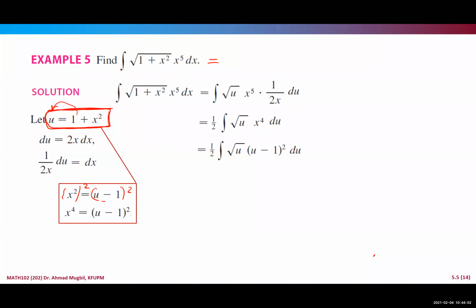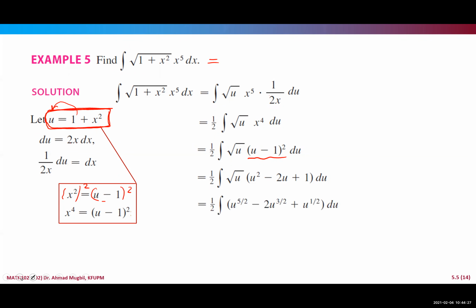What to do now, ya shabab? What is next? Expand. Just expand the square, so multiply here. You will have u squared minus 2u plus 1. Next, multiply, distribute by using the distributive property. This is u to the power 1/2, by the way. Just distribute it now. So this will be 2 plus 1/2, 5 over 2; 1 plus 1/2, 3 over 2; and this is 1 multiplied by u to the power 1/2.